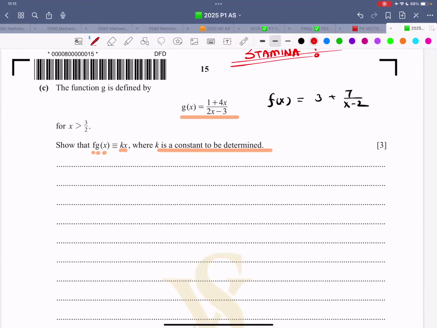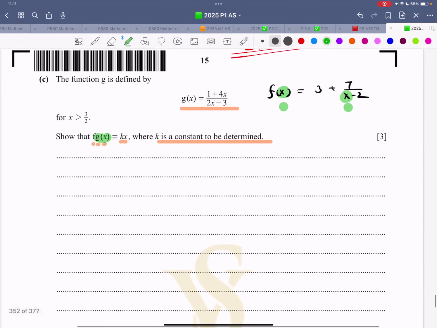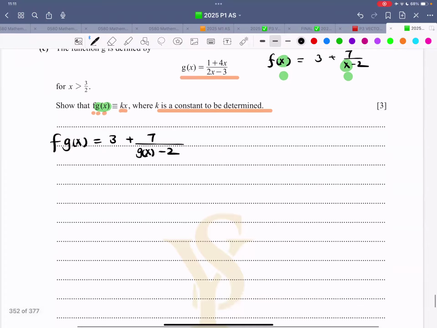So what does f of g(x) actually mean? That means if f of x, whatever is over here, that goes over here. So f of g(x) means in place of x, write g(x). Therefore, f of g(x) is 3 plus 7 over g(x) minus 2. Now, g(x) is already in fraction form. Let me first simplify g(x) minus 2, just the denominator.